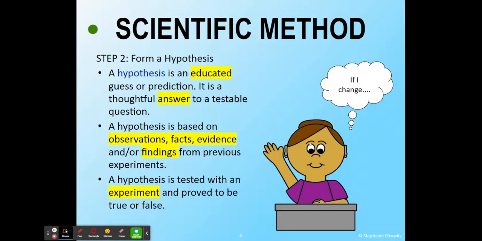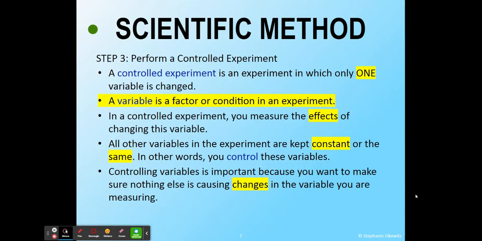All right, so let's look at step 3. In step 3, we perform a controlled experiment. A controlled experiment is an experiment in which only one variable is changed. There are a lot of different variables that can be involved during an experiment, but we're only changing one. What we usually do is we have a control and a variable. So first, let us figure out what a variable is. A variable is a factor or condition in an experiment.